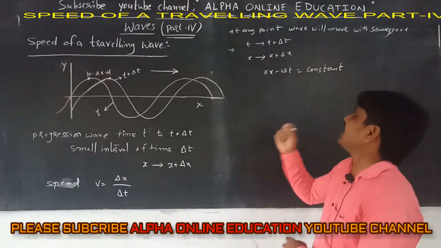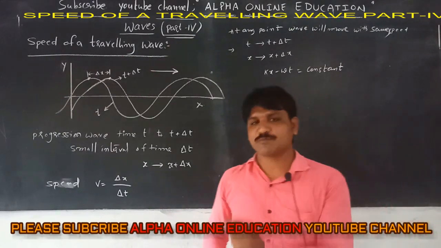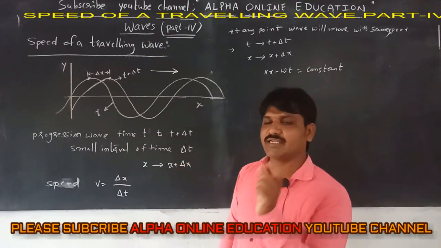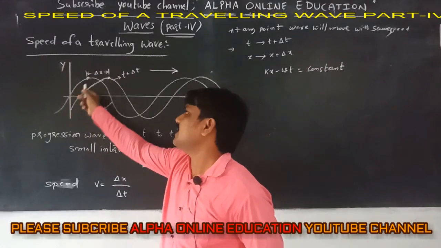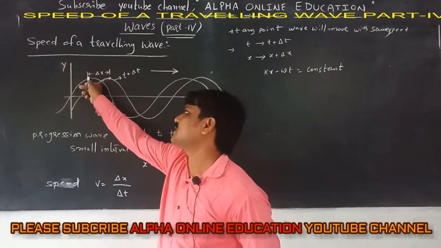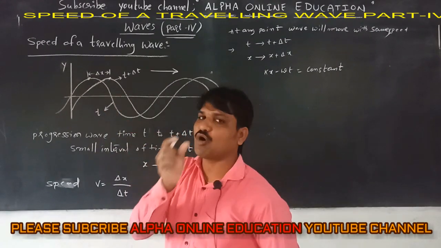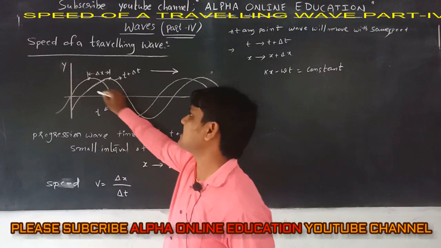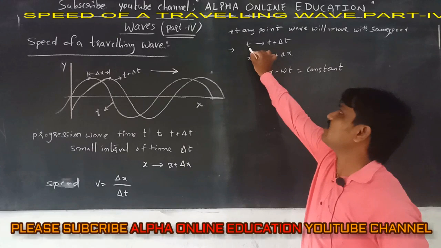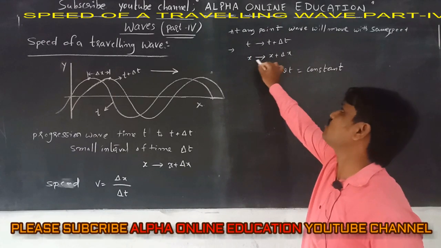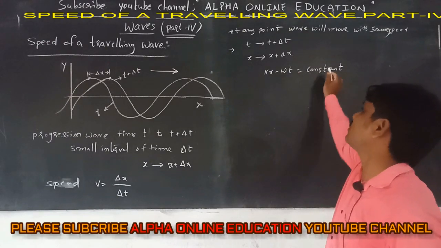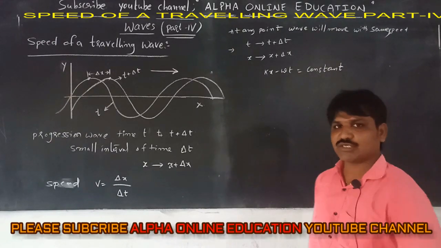At any point the wave will move with the same speed, because when two instants of time are taken in a small interval of time, at time t the particle is in this position, and after t plus delta t, a small interval of time, the displacement also changes. So the small interval of time changes to t plus delta t, and x to x plus delta x. Then kx minus omega t is equal to constant.